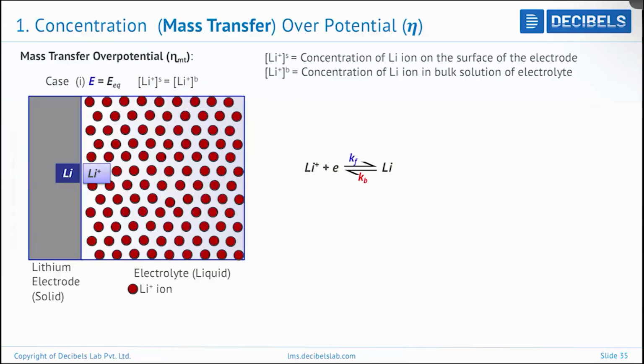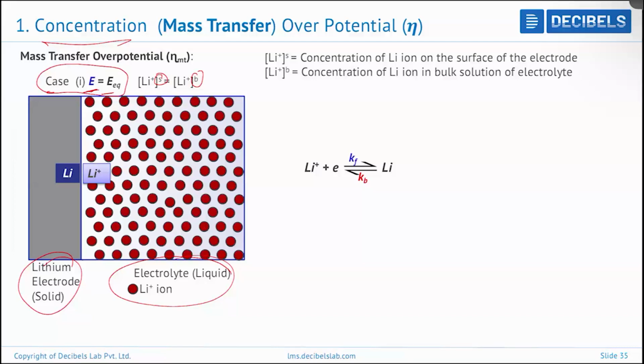Okay, so let us briefly explain concentration polarization, which contributes to the mass transfer overpotential. You can see here the electrode, lithium metal, and the lithium electrolyte. This is at equilibrium, case one. At equilibrium means E is equal to E equilibrium. The concentration of lithium on the surface and the concentration of lithium in the bulk, the red one being the bulk lithium ion.